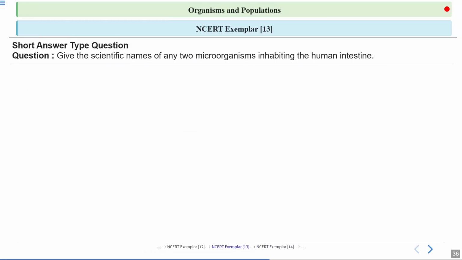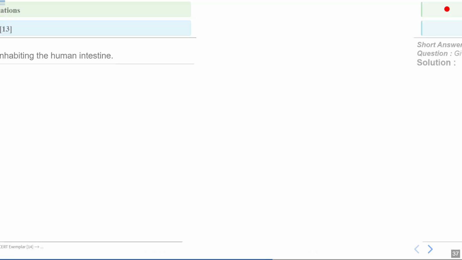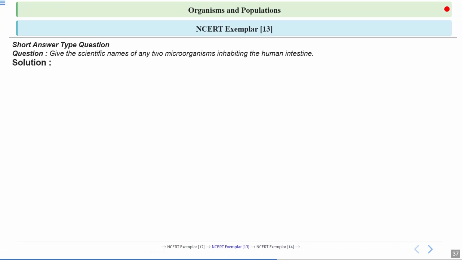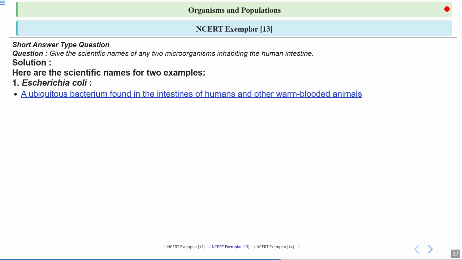Next question, you have to give the scientific names of any two microorganisms inhabiting the human intestine. So let's have a look at the answer. Now here are the scientific names for two examples. Okay, so example number 1 is Escherichia coli. Now E. coli, this is a bacteria. This is found everywhere, in the intestine of humans as well as other warm-blooded animals. Now E. coli, you can see this is ubiquitous. This is present everywhere.